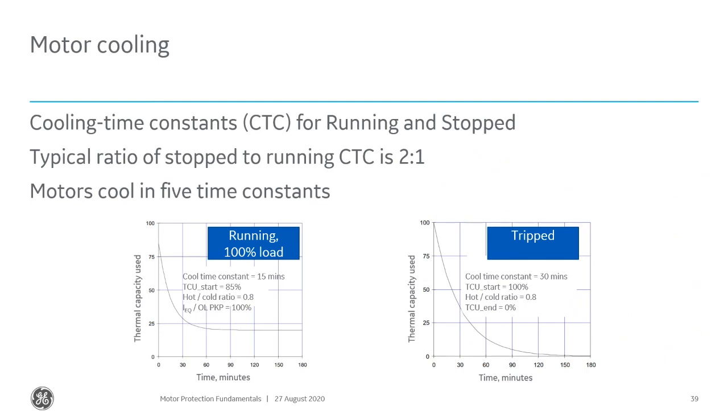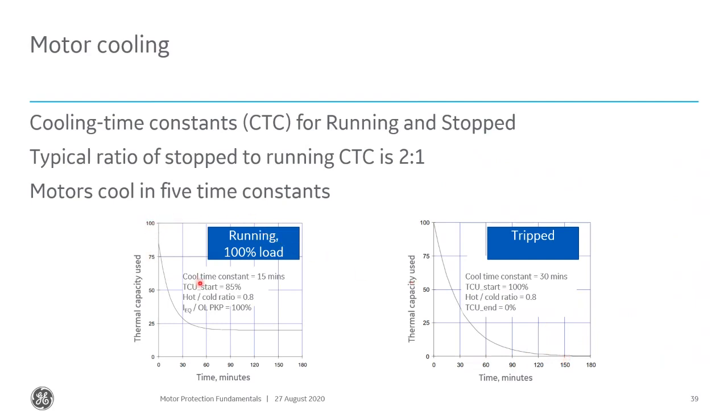The cooling time constants for running and for stopped are different. Typical ratio of a stopped to running cooling time constant is 2 to 1. So in this example, when the motor is tripped, it is stopped from a fault, the cooling time constant is 30 minutes. The cooling looks like this. Motors cool in 5 time constants. So if your cooling time constant stopped is 30 minutes, then it's going to take up to 150 minutes, 5 times 30, to cool down to 0.